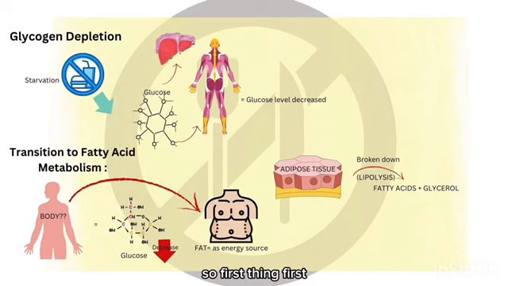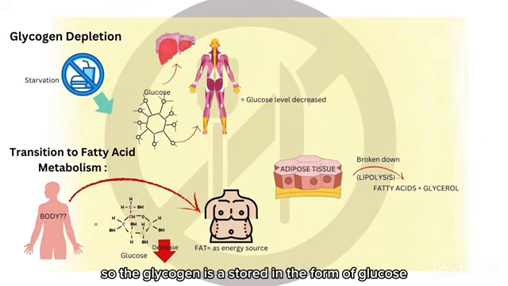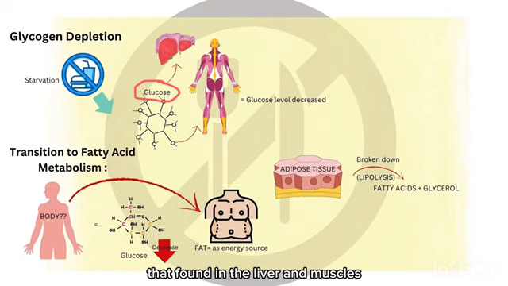First thing first is glycogen depletion. In this initial stage of fasting or starvation, the body relies on its glycogen stores. The glycogen is stored in the form of glucose that's found in the liver and the muscles. As the glycogen is used up, glucose availability decreases.